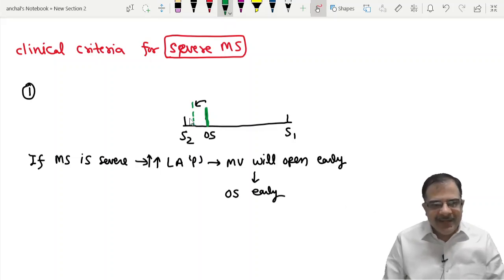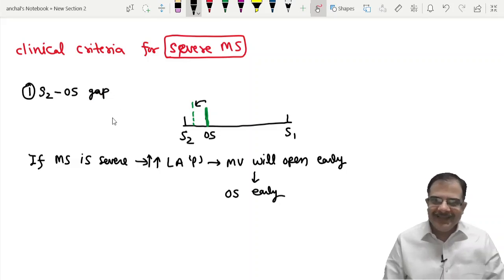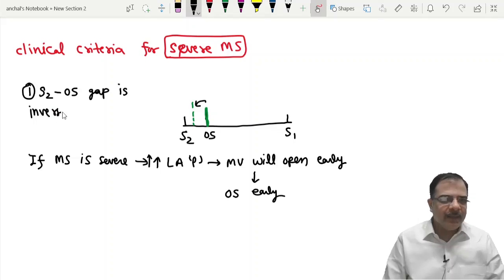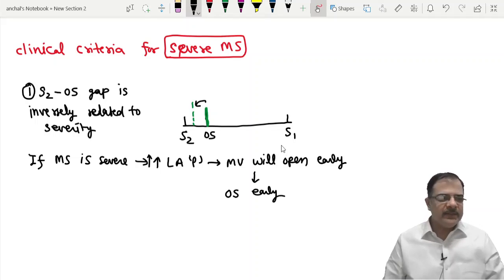So as the severity increases, you can very well see in this diagram, the distance between S2 and opening snap reduces. So it means the S2 opening snap gap is inversely related to severity. Inversely related to the severity.